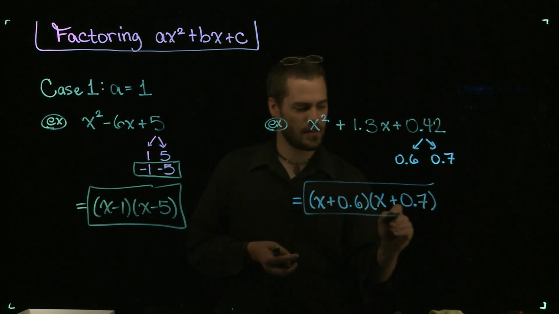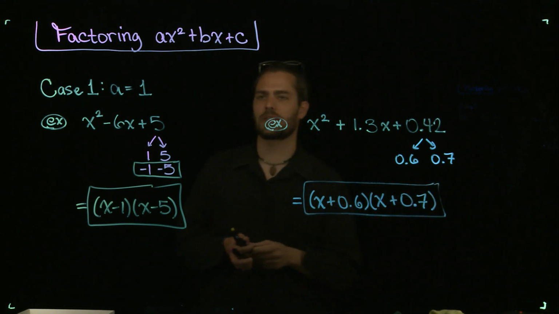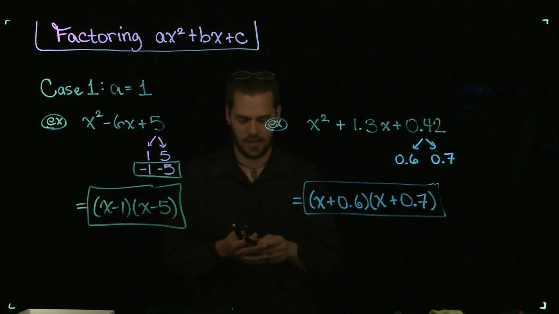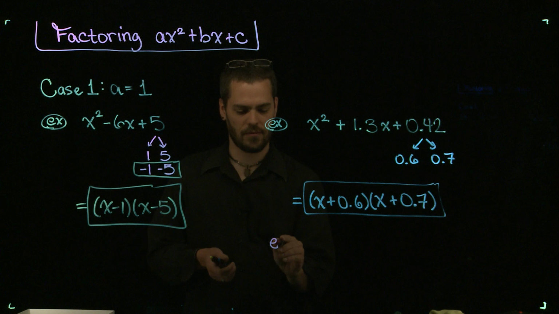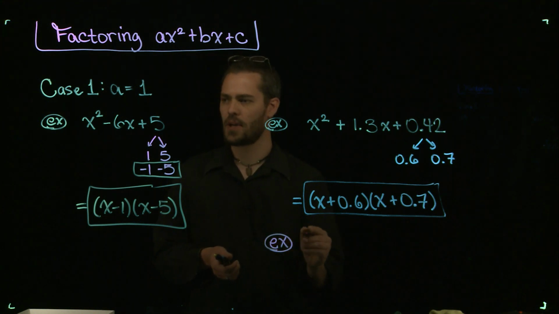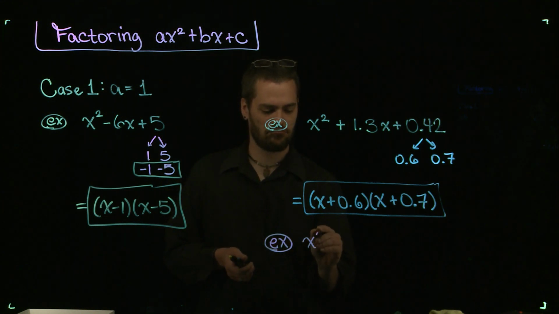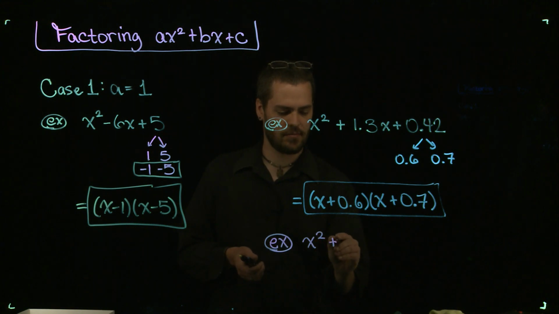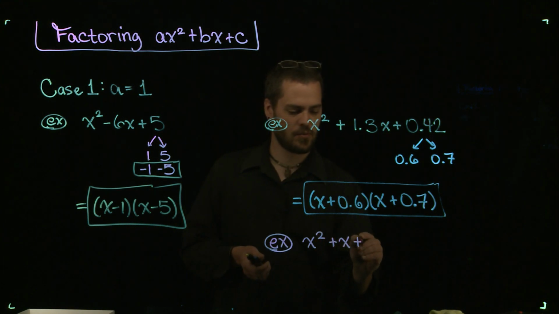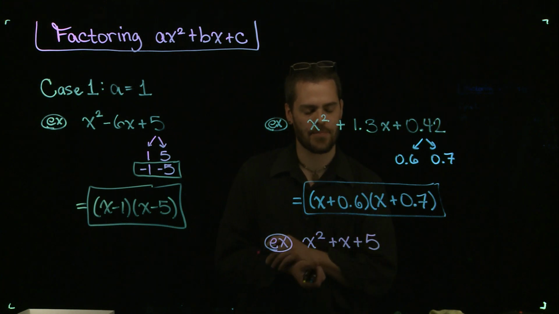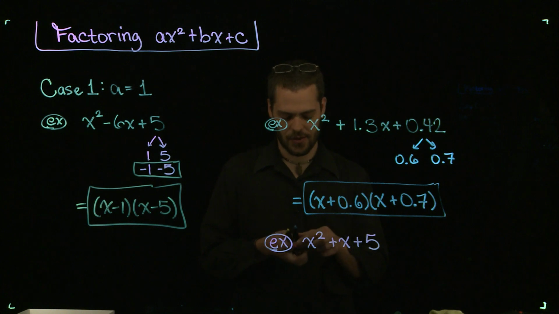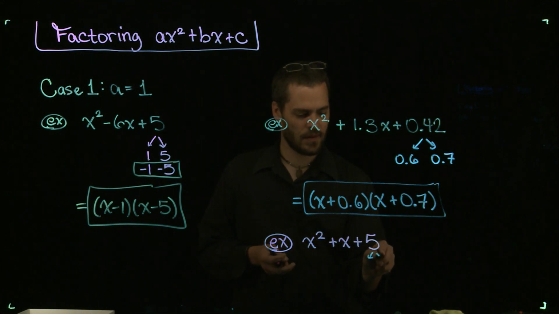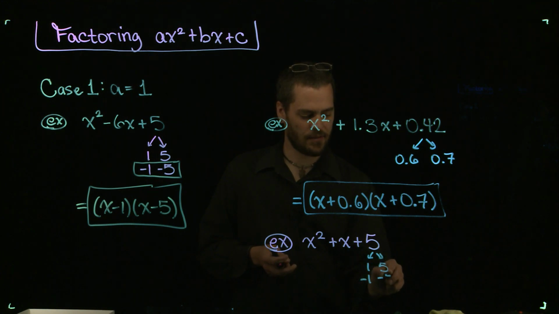And as I'm thinking about it, there is actually one more example I want to give you. So let me just start with a different one. Suppose I had, for example, x squared plus x plus 5, something like this. And we're still trying to factor this trinomial into two binomials. So we'll start here. We've got 1 times 5, or negative 1 times negative 5.